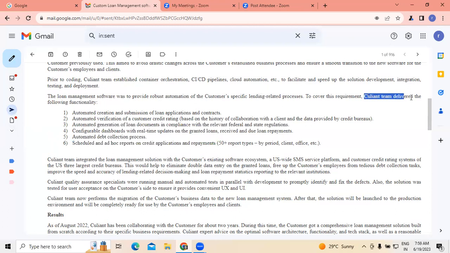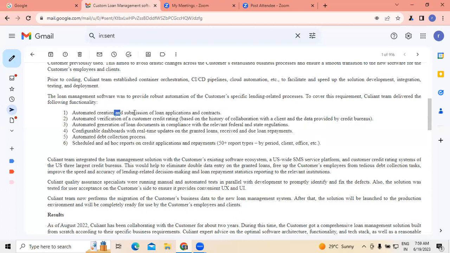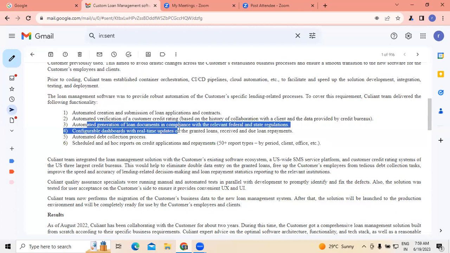You can see the Qlint team is delivering the following functionalities based on the business requirements they have understood. Again, I'm repeating the functionalities. One is submission of loan applications and contracts. Second, verification of customer credit rating, like their CIBIL score, etc. Auto generation of loan documents in compliance with the relevant federal and state regulations. Every country has its own rules and regulations, either federal or state, so that has to be taken into account.